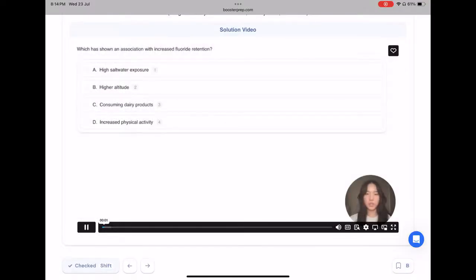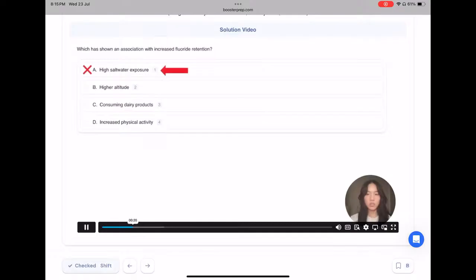Which is shown in association with increased fluoride retention? This is an important question as we may find patients who are in these environments or practicing these actions, so helping them understand the risks and benefits of fluoride use in these circumstances is crucial for their oral and systemic health. Option A reads high saltwater exposure, and this answer is incorrect.